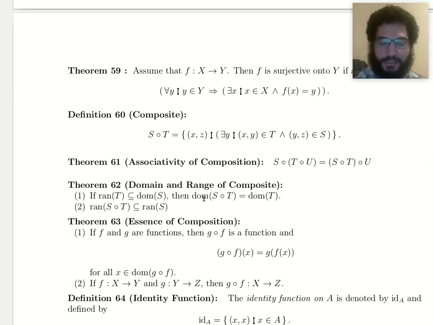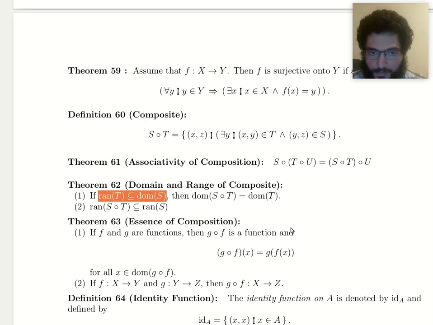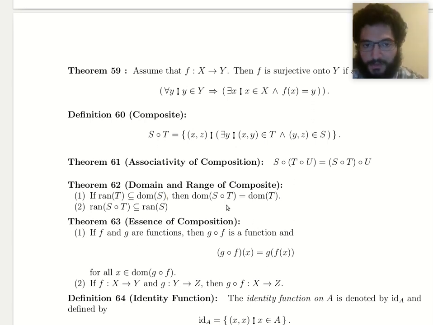Moving on, Theorem 62. Here we're going to look at domain and range for composites. Part 2 is easier to read to start with. This is telling us about the range of a composite, that the range of a composite is a subset of the range of the left-hand thing. Similarly, the domain of a composite ends up being a subset of the domain of the right-hand thing, but it turns out we'll actually be more interested in the situation where you have equality of the domains, and to get equality of the domains you need this extra assumption. Okay, so don't worry yet, we're going to dive into all of this and see exactly why you need the extra assumption.